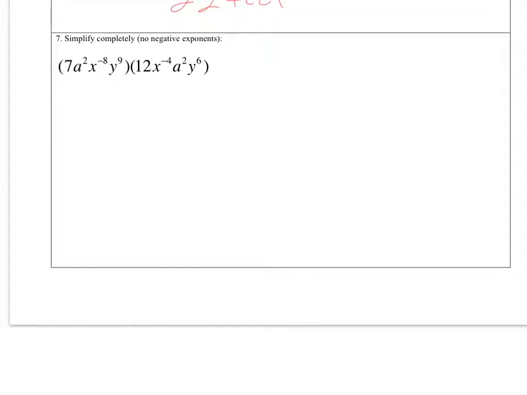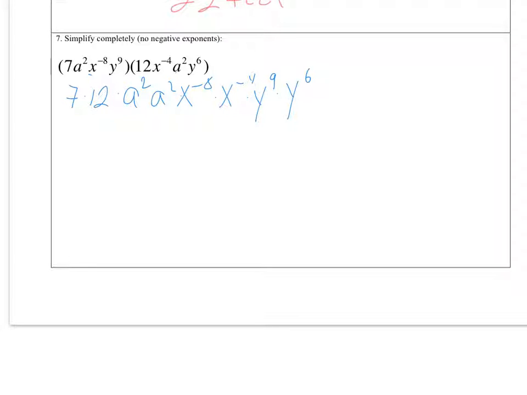Next up, we've got some exponent rules. I'm going to take care of my numbers first. I tend to write this always in terms of numbers first, and then whatever the first variable is. So a squared times a squared, and then my x to the negative 8 times x to the negative 4, and then my y to the 9 times y to the 6.